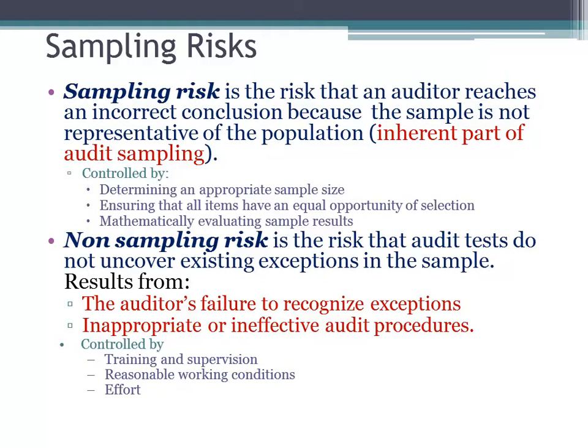So that's what we call non-sampling risk. How do we address that? By training and supervision. Think about the third standard of fieldwork. The first standard, right? In terms of auditors have to be trained. They have to be knowledgeable about the areas that they're auditing. They have to be properly supervised. That's GAS. Reasonable working conditions and effort, right?